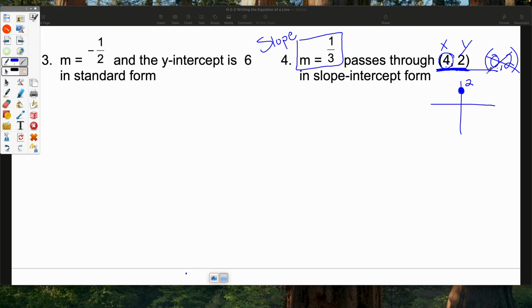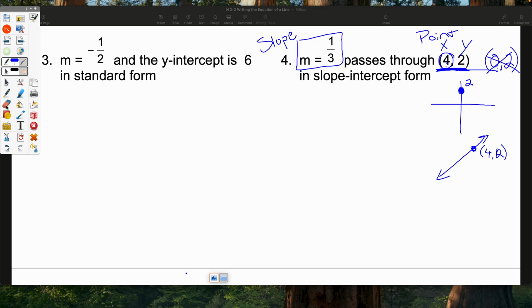So we just have a random point along the line, okay? This is just a point along the line. So it's saying that along our line, 4, 2 is on that line. Okay, that's all that is saying. It's just a point along the line.